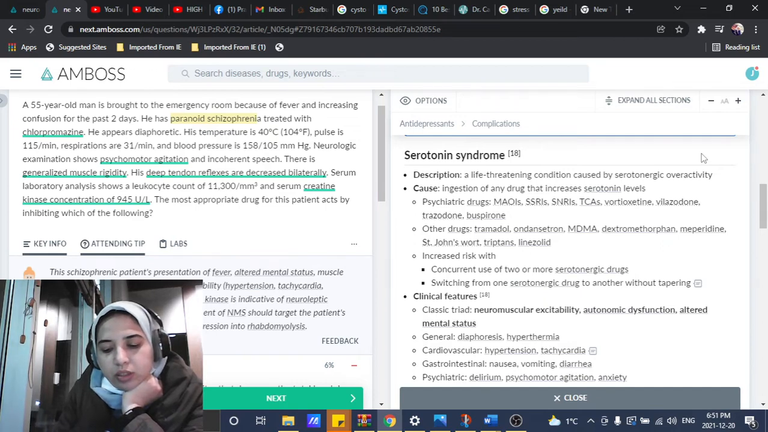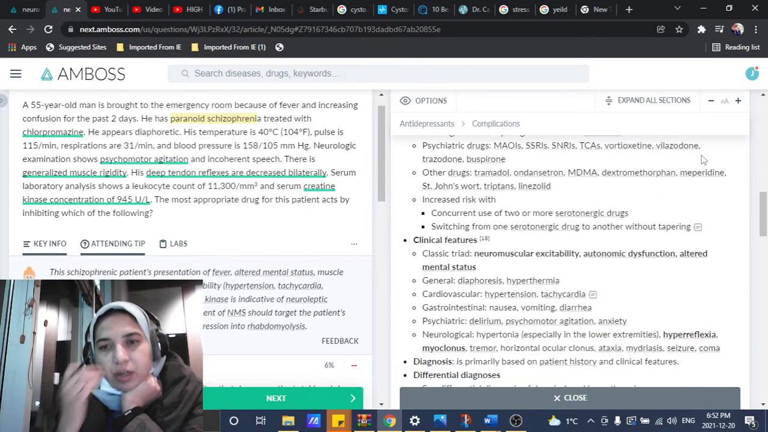So increased risk with two or more serotonergic drugs, or switching without tapering. I think that's important to know because it might be the case in the clinical picture, it might look like that.